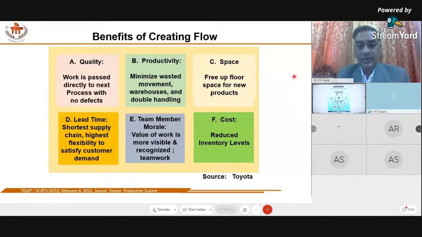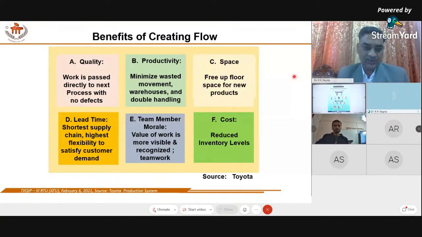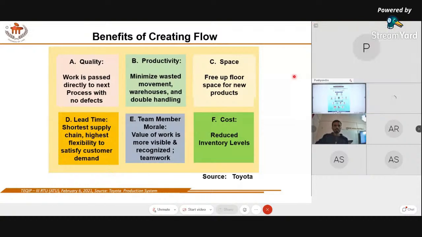So we can improve the productivity by the use of lean manufacturing. Then the space, free up floor space for the new product, and whatever space we have optimized with the help of this can be used for the new products, right? Then the lead time, shortest supply chain, highest flexibility to satisfy the customer's demand.